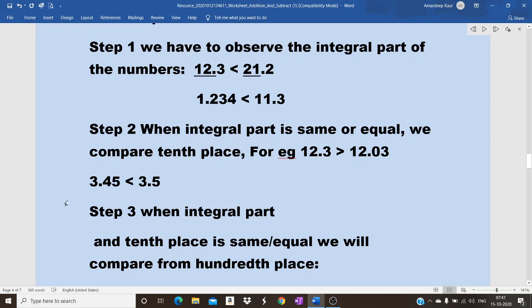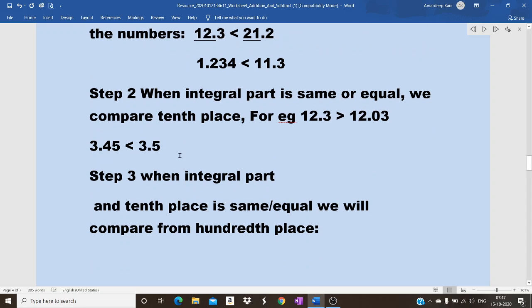Refer to another example over here. 3.45 and 3.5. So 3 and 3 are the same. We move to the tenths place. We have 4 over here and we have 5 over here. Since 5 is greater, I have decided this side number is greater.